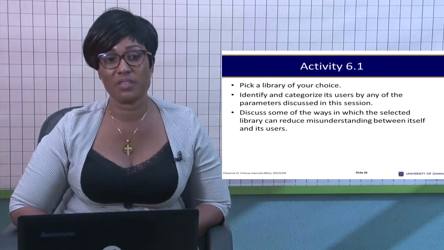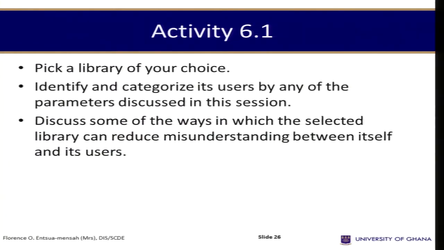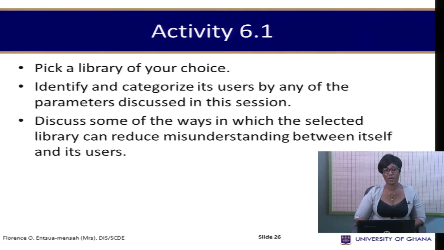This is the activity for this section. Pick a library of your choice. Identify and categorize its users by any of the parameters discussed in this section. Discuss some of the ways in which the selected library can reduce misunderstanding between itself and its users.